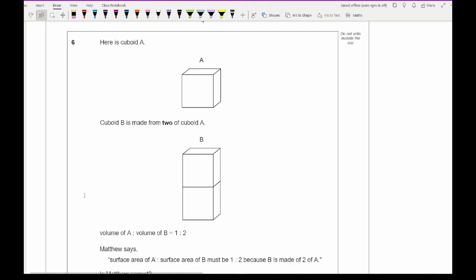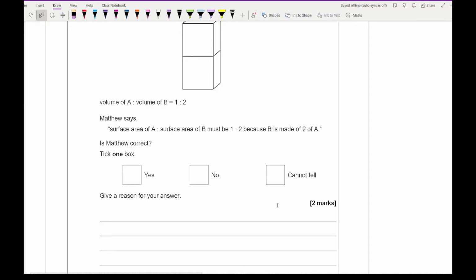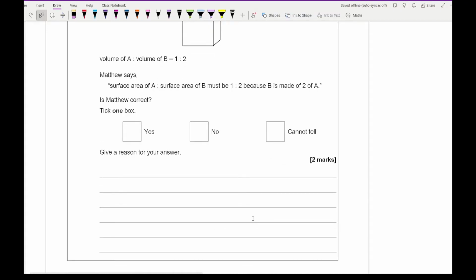Cuboid B is made up from 2 lots of cuboid A, and it says that the volume of A to the volume of B is in the ratio of 1 to 2. Matthew says the surface area of A to the surface area of B must be 1 to 2 because B is 2 lots of A. Is Matthew correct? And again, if you've watched any of my videos, I really don't like the way that they set these questions out. I would much prefer them to give you your working out space first and then come to a conclusion, rather than giving your conclusion and then proving whether it's true or false.